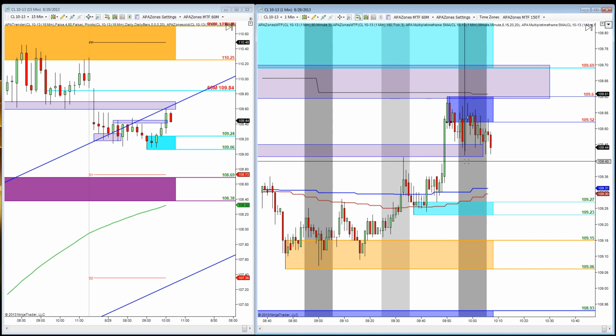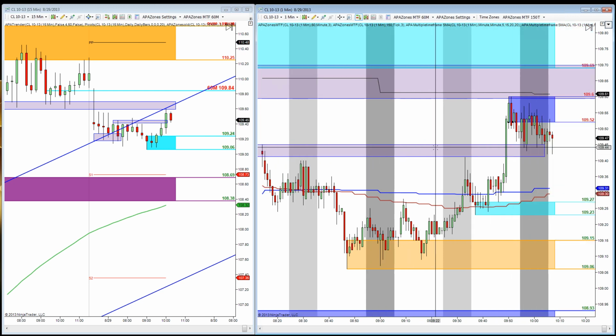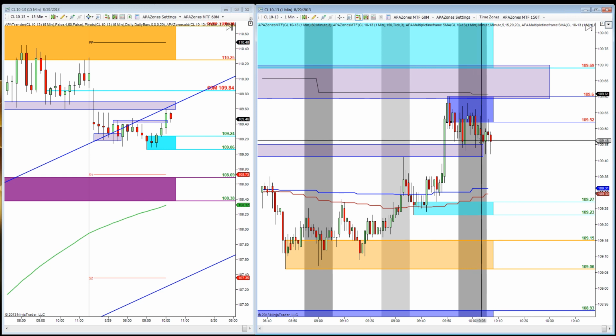See what happens. It really needs to break this little level that I drew right there in order for me to feel comfortable. Like, if it breaks this low, then I feel like I've really got something there, and I want to let my runners run at that point.